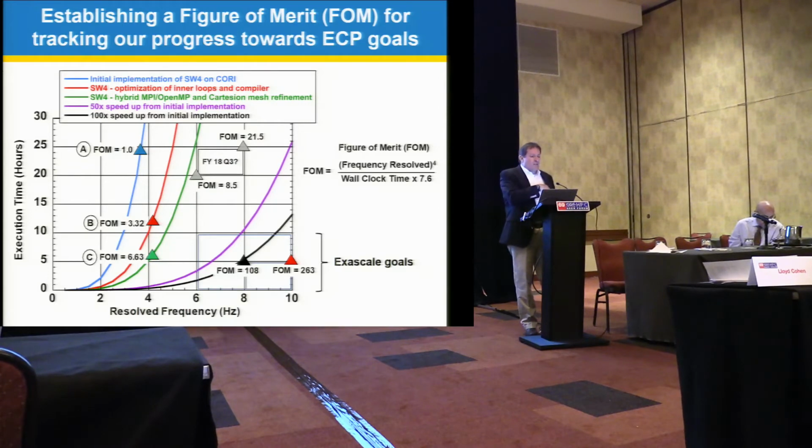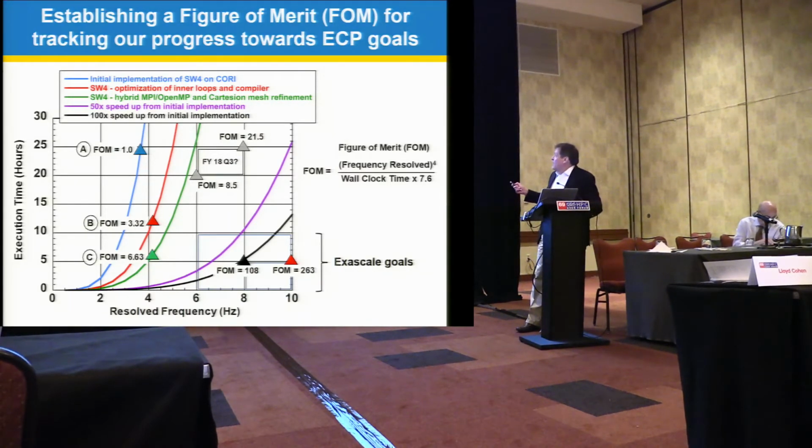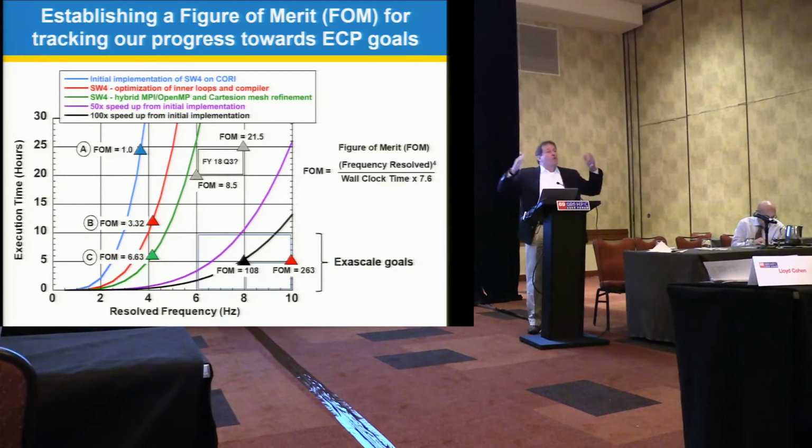So let me talk about establishing a figure of merit. And the onus is on us as a project team to demonstrate that we are making progress in moving the code forward substantially. So we have developed a figure of merit for this code that is the frequency resolved to the 4th. Because if you look at the computational effort, as you increase your frequency of resolution that you're resolving in that Earth model, the computational effort, just through an operations count, goes up as the 4th power of that frequency, which is a terrible curve, very, very steep.